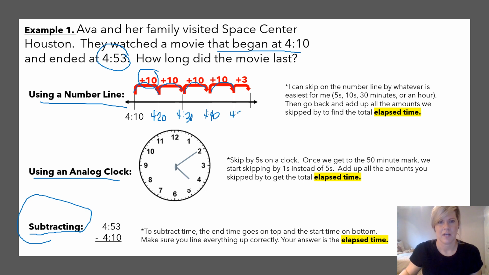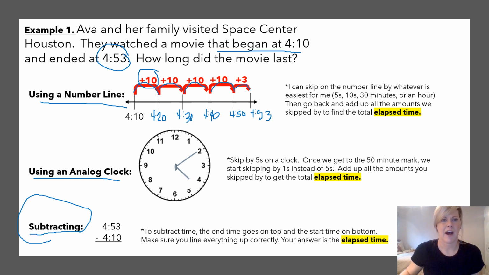because that will give me 4:50. And now instead of jumping 10, I have to now just go by 3 because there's only 3 more minutes left to get to 4:53. Okay, so now we can stop our jumps and our skipping on the number line.